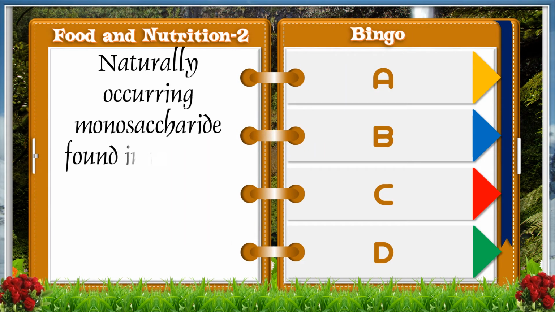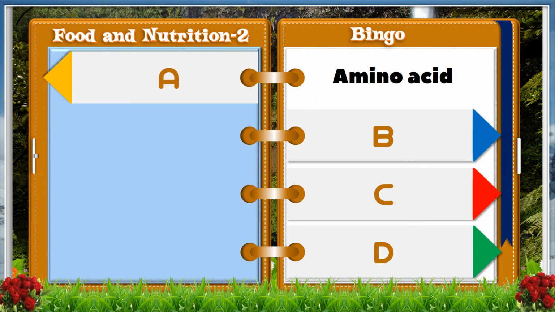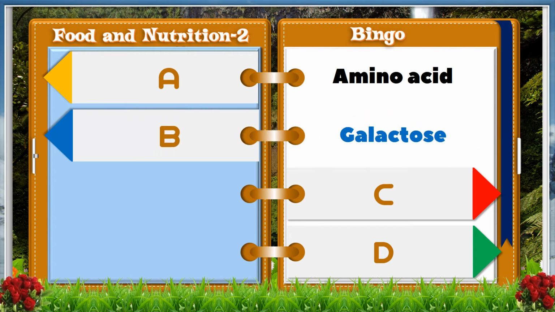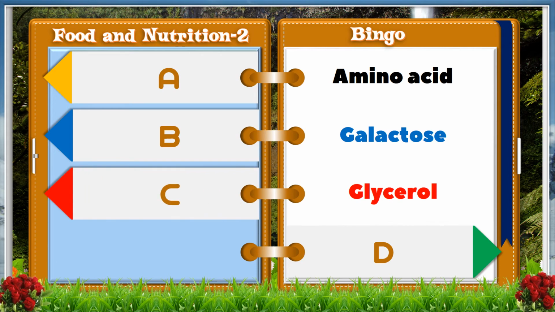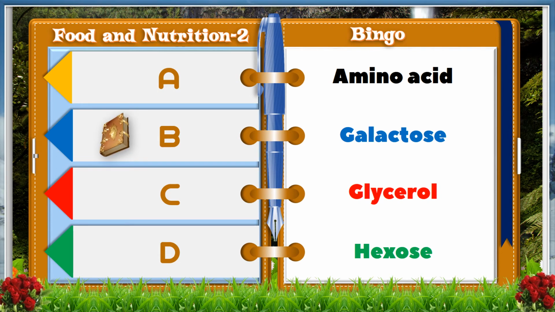Naturally occurring monosaccharide found in milk and other dairy products. Chemical formula C6H12O6. A, amino acid. B, galactose. C, glycerol. D, hexose. And the answer is B, galactose.